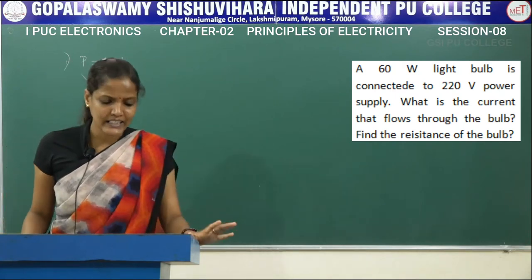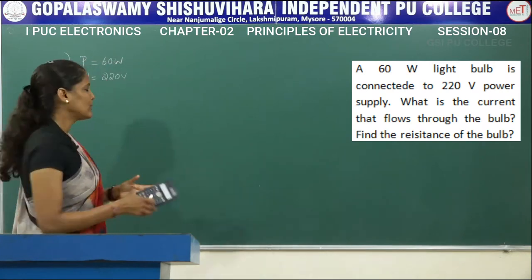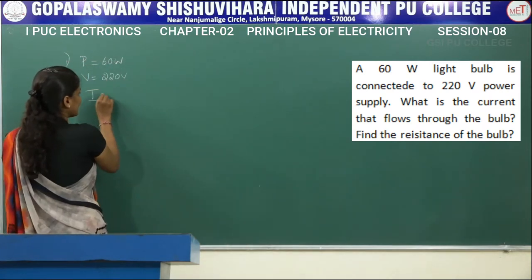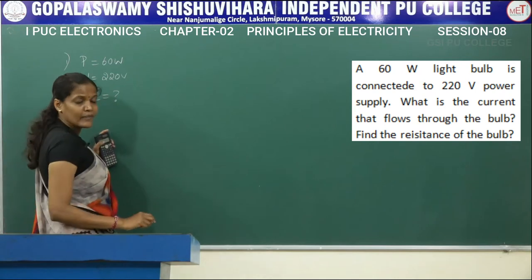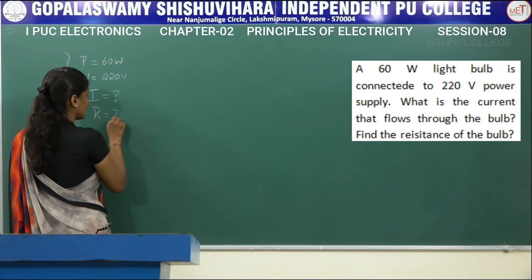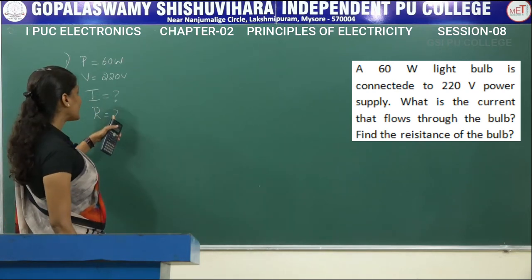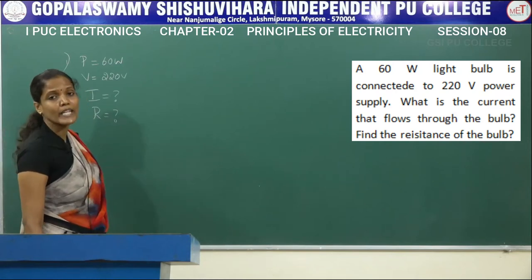What is the current that flows through the bulb? Find the resistance of the bulb. What is the current, it is I, and find the resistance of the bulb, it is equal to R. So you have to find out I and R for the given value of P and V.